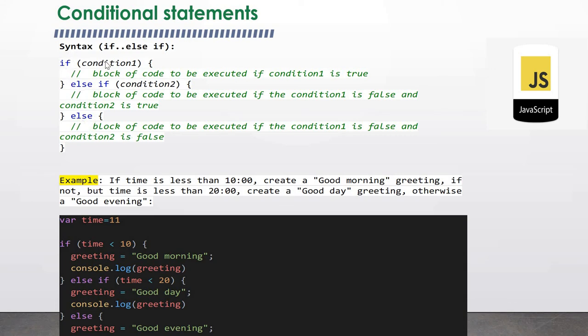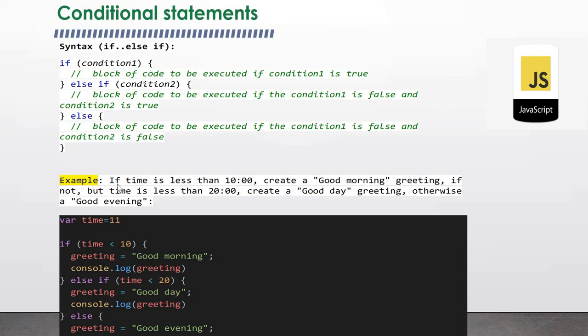Here's the syntax: if the condition is true, execute this block of code. If the condition is false, you can add a second condition. So if the first condition is false, it will jump to the else if. If the second condition is true, execute this piece of code. But if neither the first condition nor the else if condition is true, both are false, then it will jump to the else and execute this code.